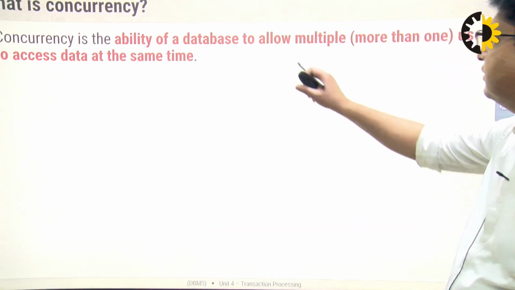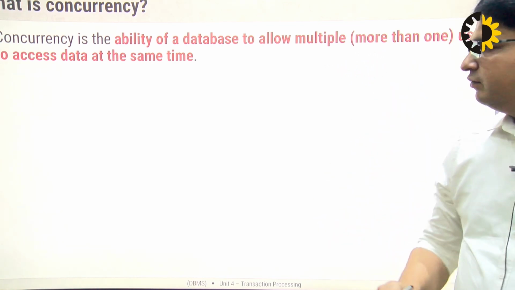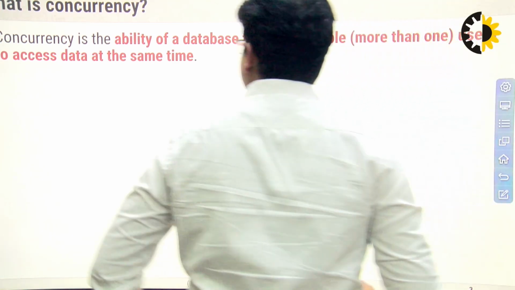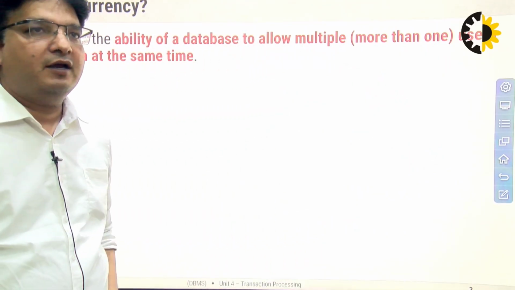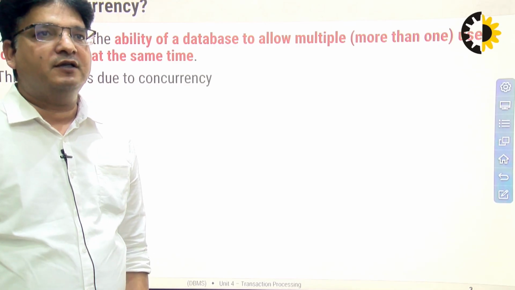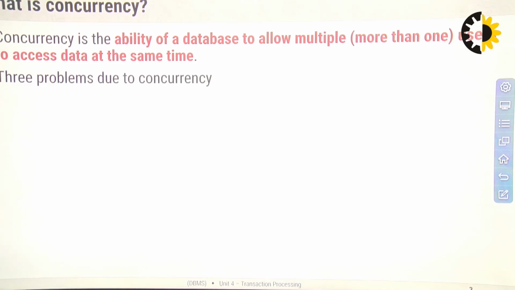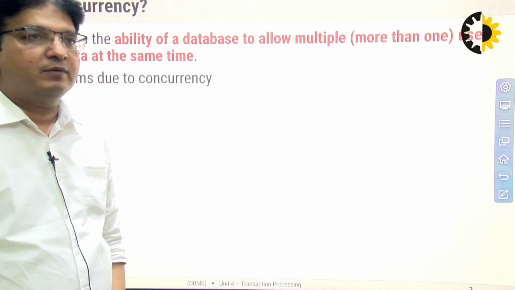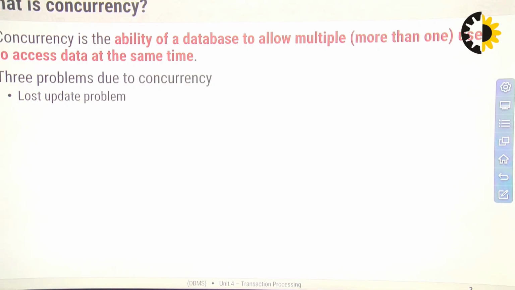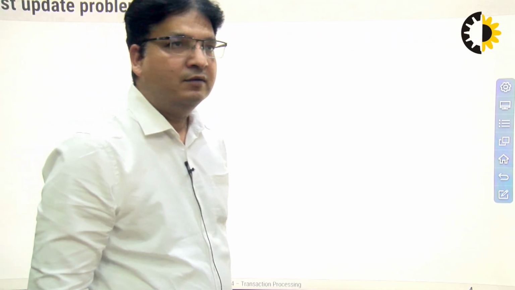Concurrency is the ability of the database to allow multiple, meaning more than one, users to access the data at the same moment of time. Since we are accessing the data at the same moment of time, there are bound to be some problems. We are going to discuss only 3 problems today. Number 1 is the lost update problem, number 2 is dirty read, and number 3 is the incorrect retrieval problem. Let us discuss each one by one.